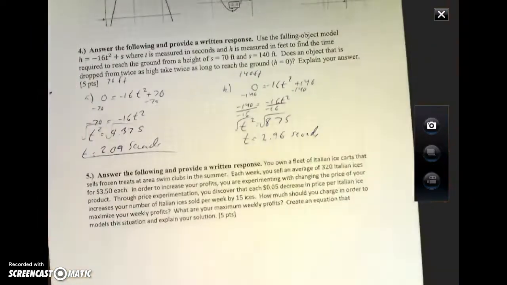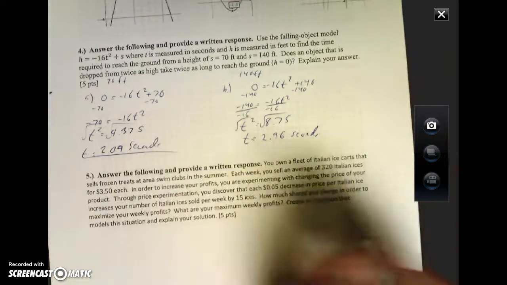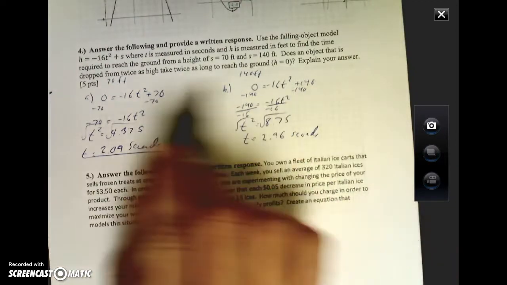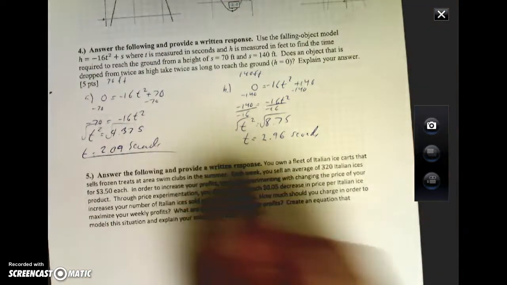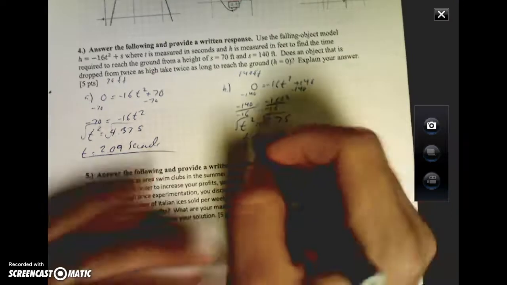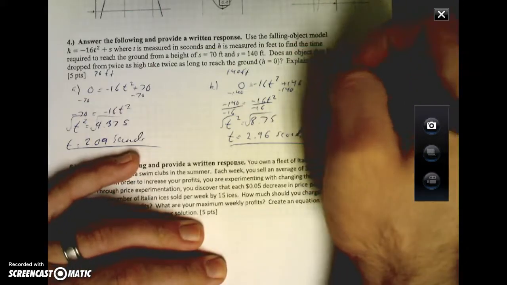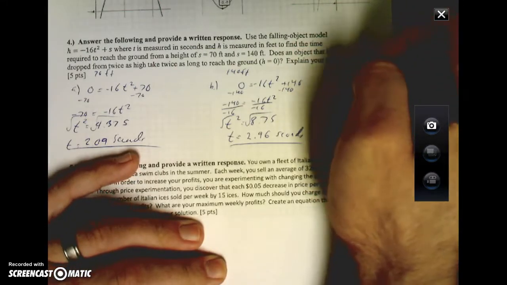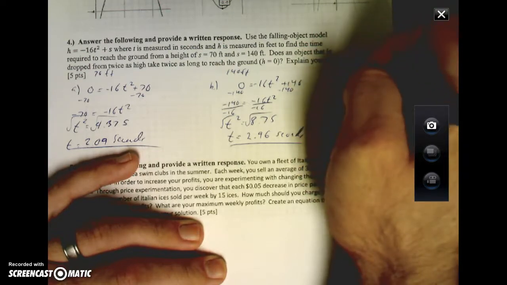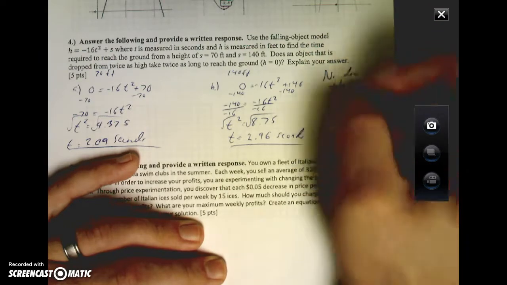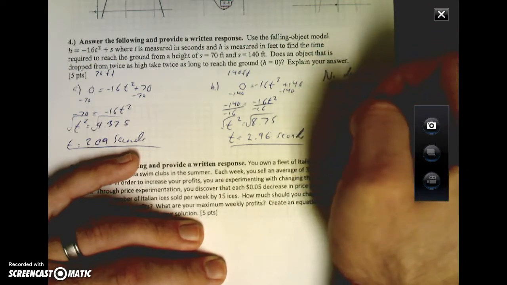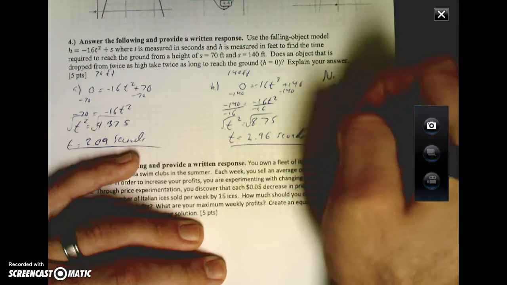All right. Now, we found both of these. This is a 5-point problem, and right now you have about 4 points. Does an object that is twice as high take twice as long to reach the ground? Well, what do you think? Is this right here twice as long as this? The answer is no. It does not take twice as long, because 2.96 seconds is not double 2.09.